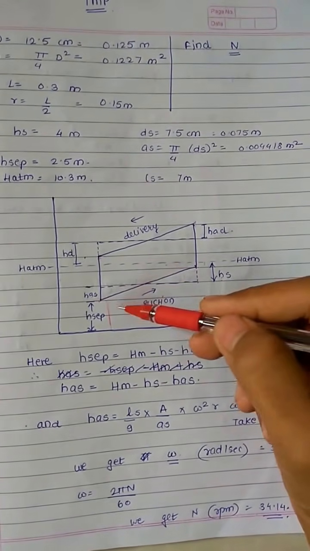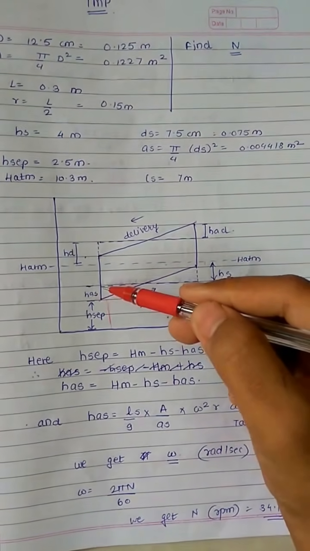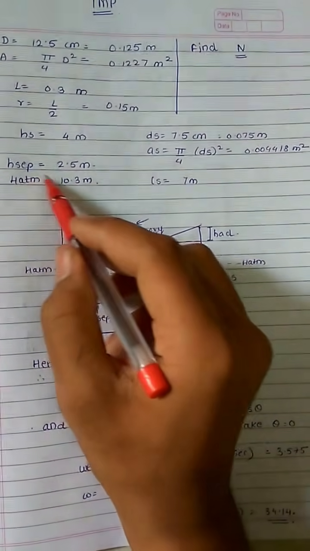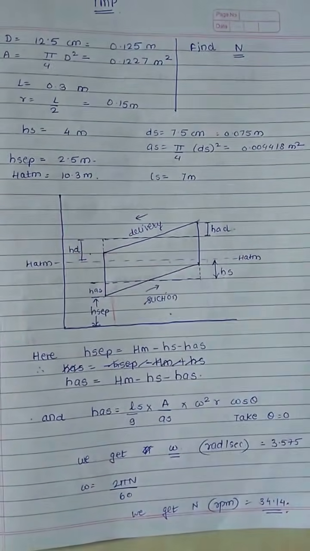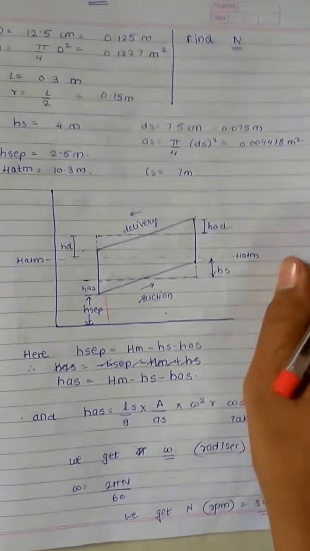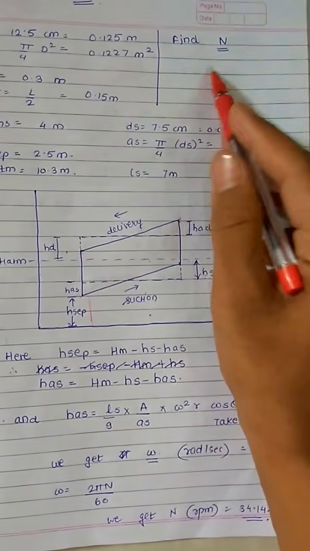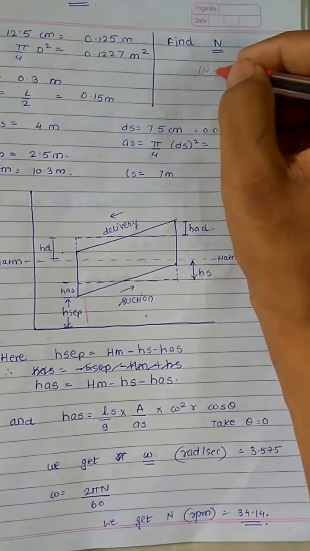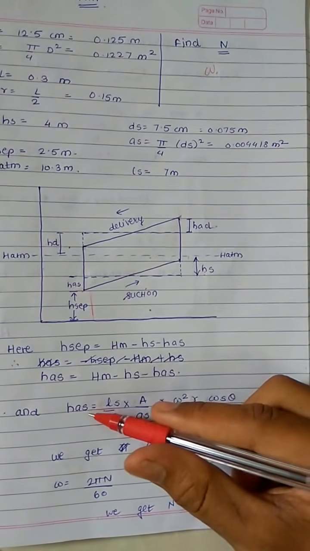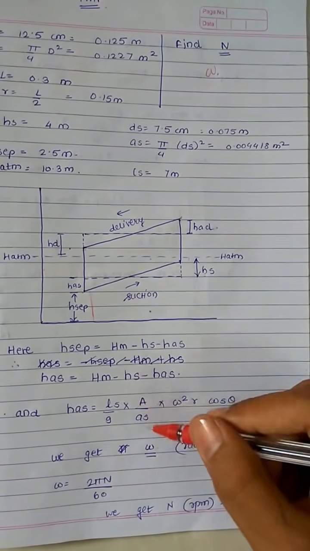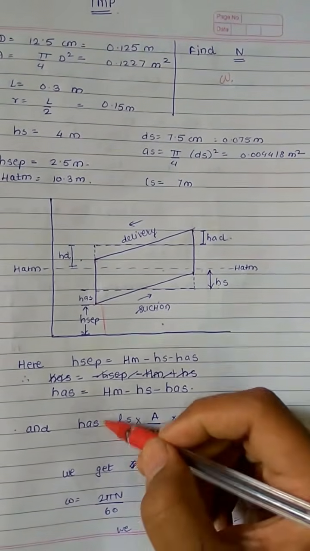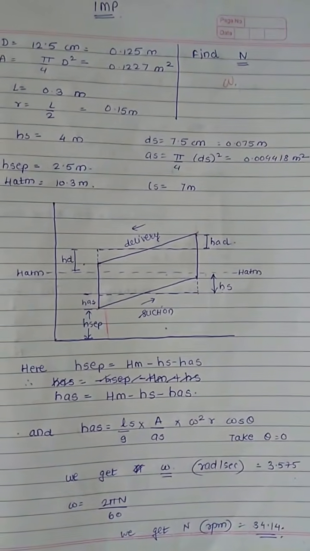So our pump is designed always above the separation level, and we have been provided the separation level in this numerical as 2.5. So clearly understand the indicator diagram as it is very necessary. We have to find N or omega, and we can only find this in the accelerating head formula, L by G, A by a, omega square. We have to find omega. For that we need accelerating head. Now how to find the accelerating head?